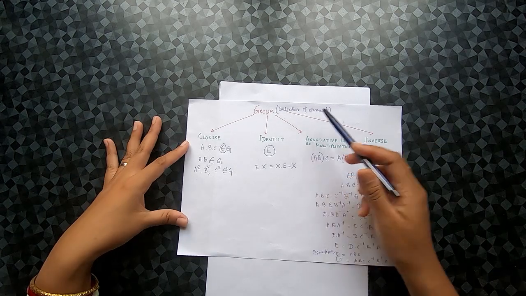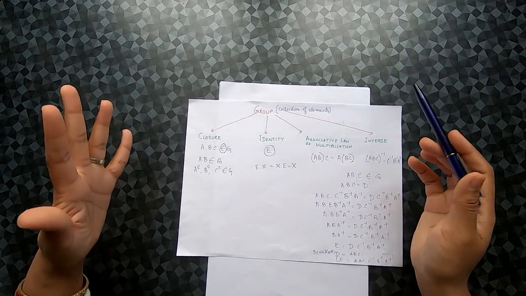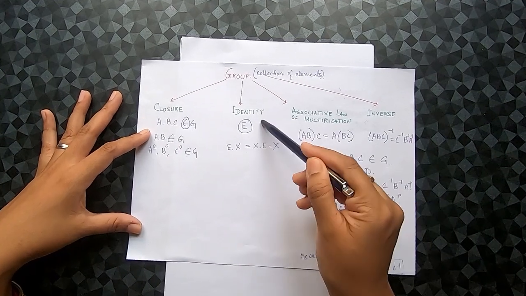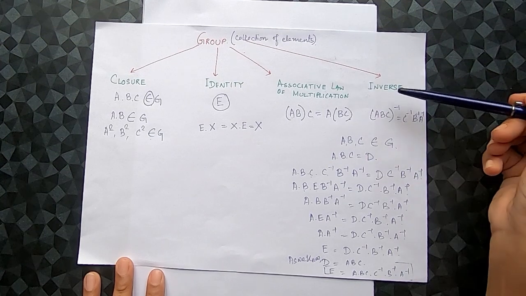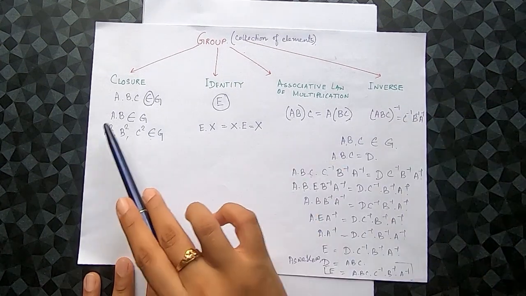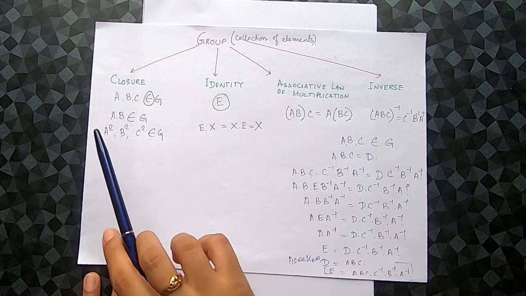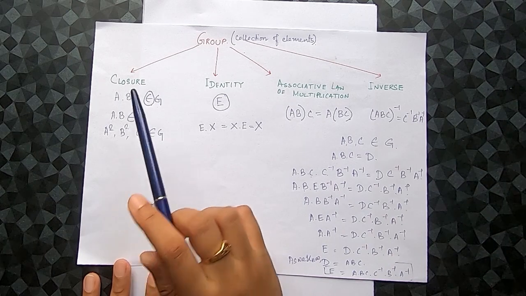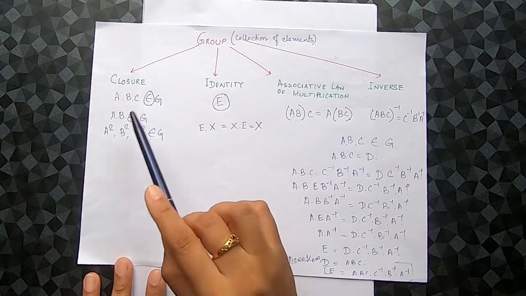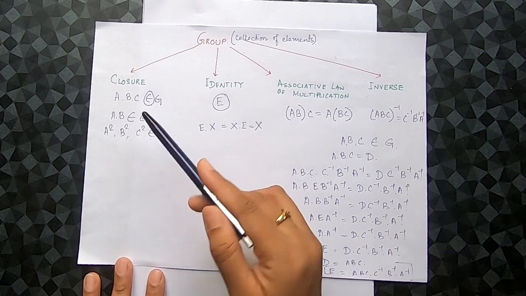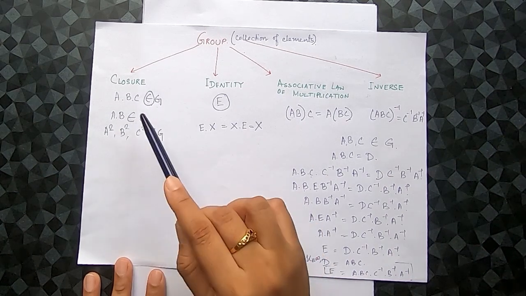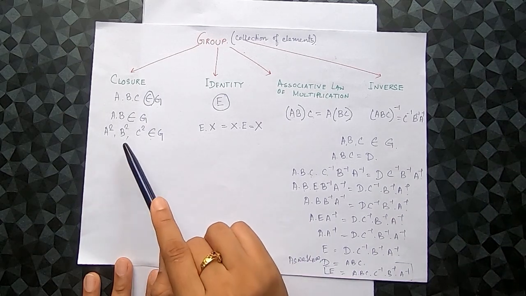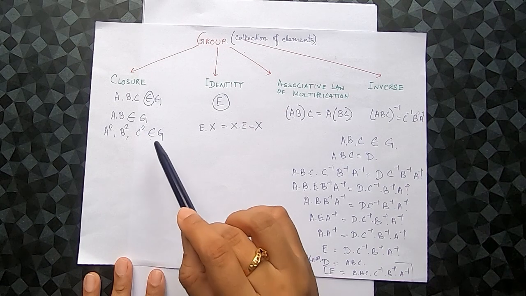Now, a group is a collection of elements which are interrelated with respect to certain rules. Those are closure law, identity law, associative law of multiplication, and inverse law. To explain these laws, let's consider some elements A, B, C which belong to group G. Then, according to closure rule, multiplication of any two elements in the group is also an element of the same group. Again, the square root of any element will also be a part of this group.